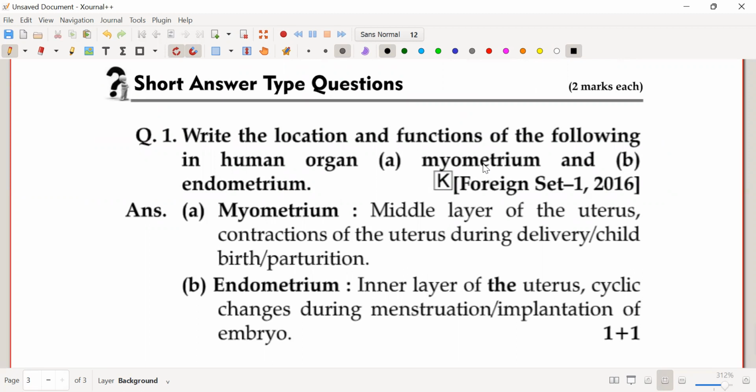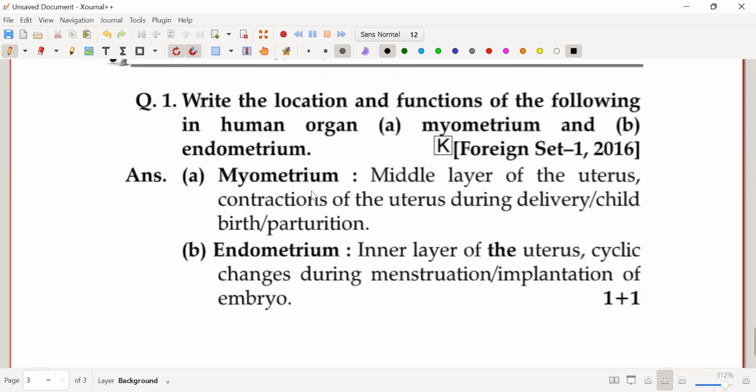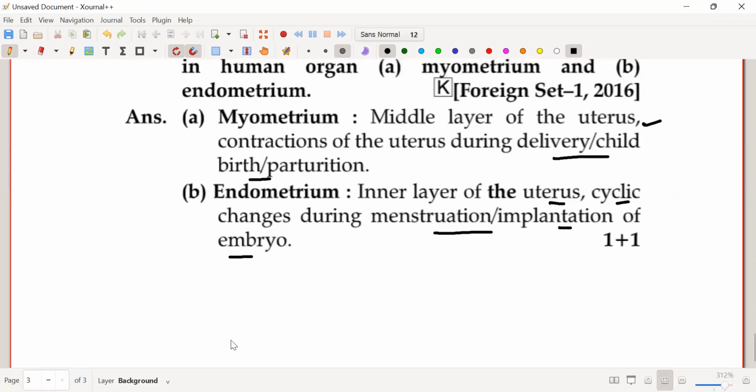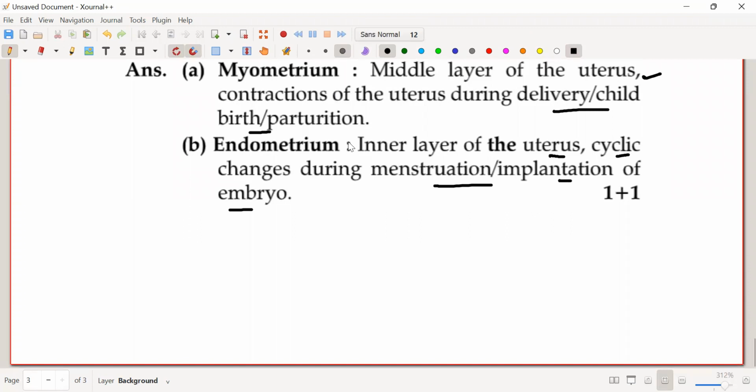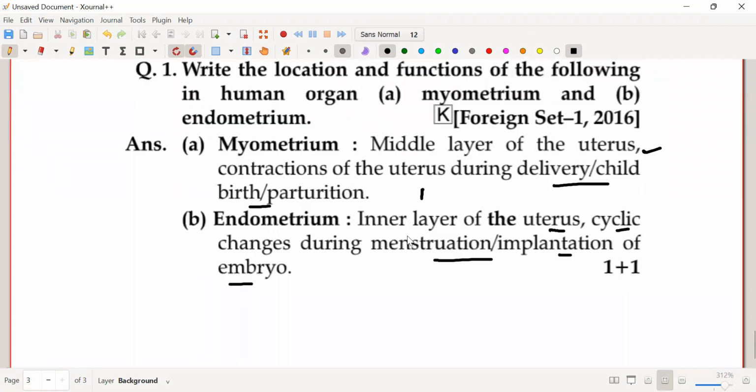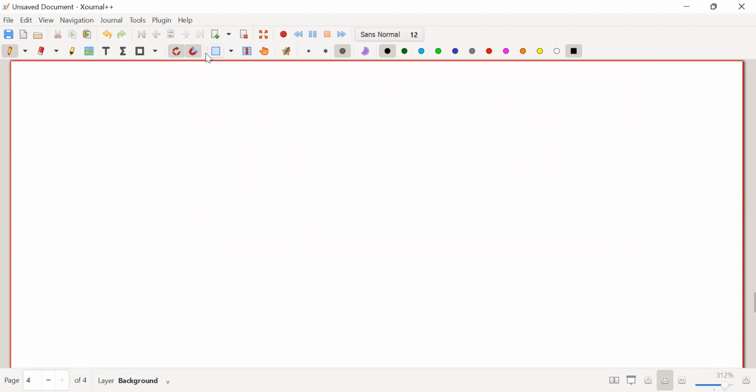Hope you remember both myometrium and endometrium inside the female uterus. Myometrium, middle layer of uterus: contraction of uterus during delivery or childbirth is because of this. The endometrium, inner layer of uterus: cyclic changes during menstruation, and implantation of embryo. So each point gets 1 mark here. Then the next question.